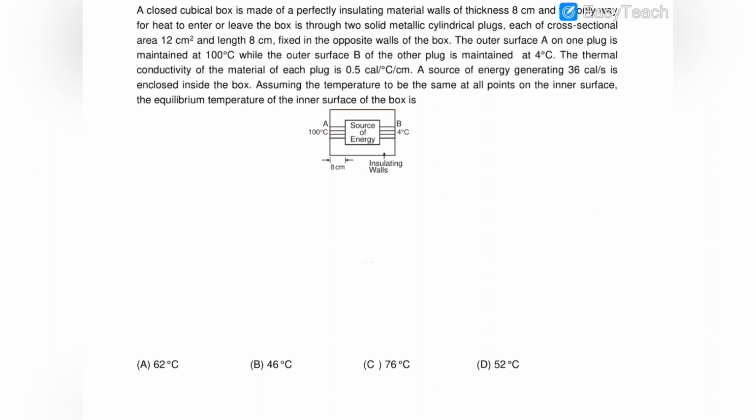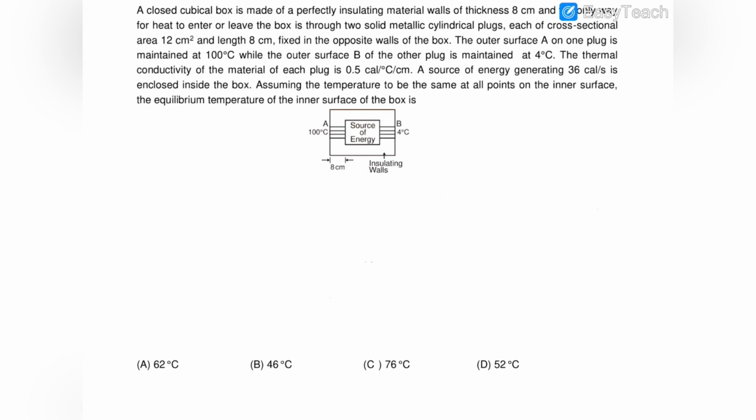The area of cross section of each of them, there are two plugs, this and this, is 12, its length is 8, and its conductivity coefficient is 0.25. Now this end is maintained at a temperature of 100 degrees Celsius, and this end is maintained at a temperature of 4 degrees Celsius. So we have to find out the equilibrium temperature of this source of energy.